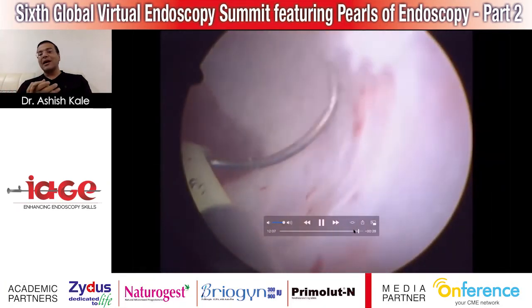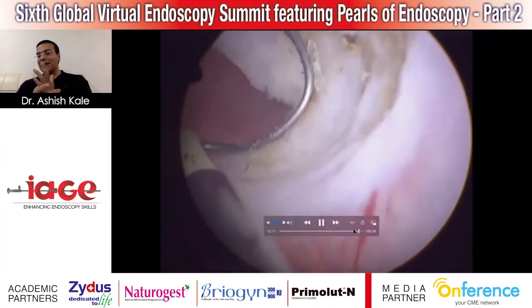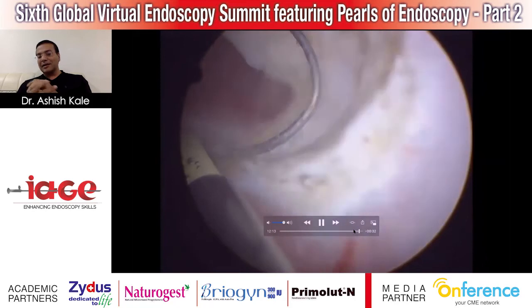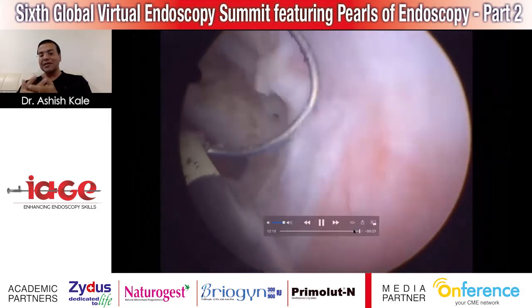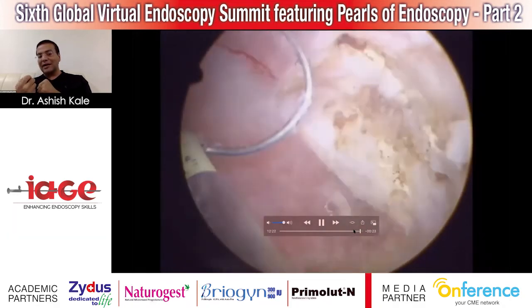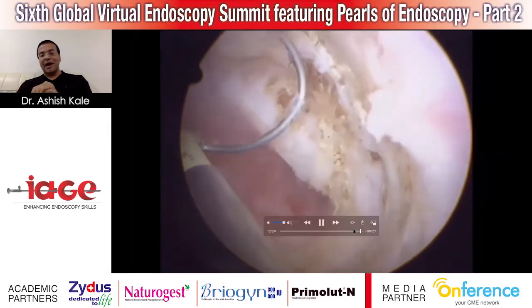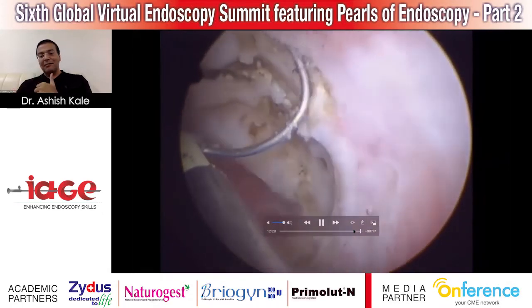If there is bleeding when you are doing the resection, you can control it with the same bipolar resectoscope and continue your procedure. Because once you are inside the uterine cavity, it is always better to complete the job and then take out the chips of the myoma. So these are the things to keep in mind whenever you are talking about myoma resection.